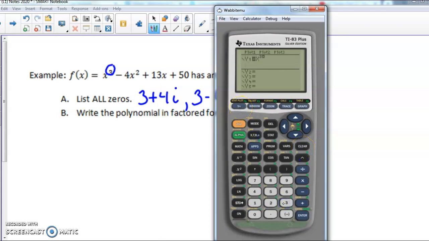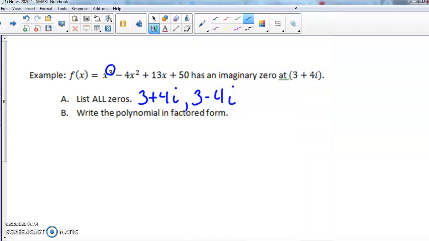So we type in x to the third minus 4x squared plus 13x plus 50. Go ahead and graph it. I only see it cross the x-axis once, which doesn't surprise me because I already have 2 imaginary solutions. It kind of looks like that's at negative 2. I really hope that to be true. So let's look at the table to verify. Yes, there is a 0 at negative 2. So I have the 2 zeros that we got from the one that was given and its complex conjugate, and the other one is just at negative 2.